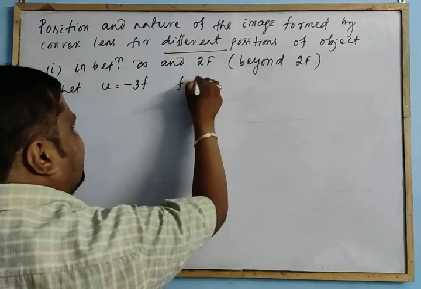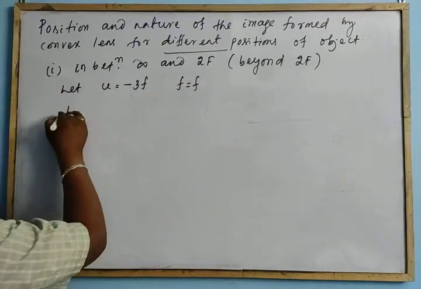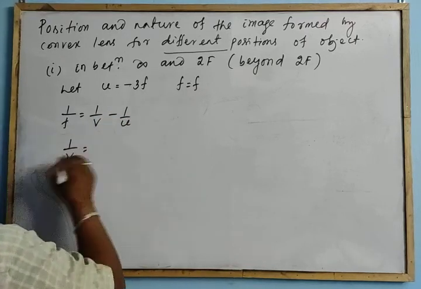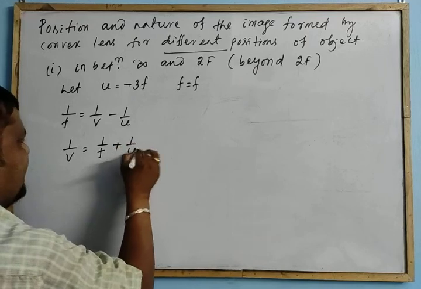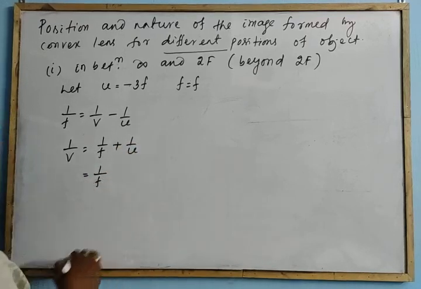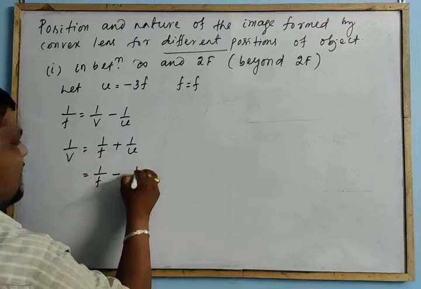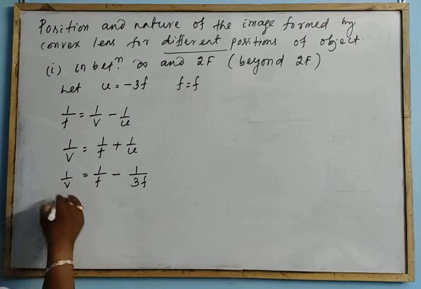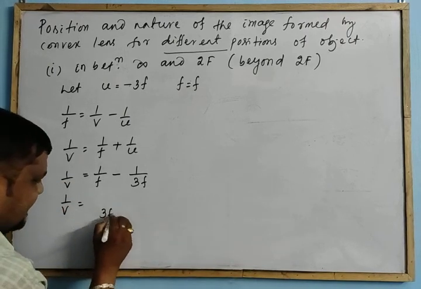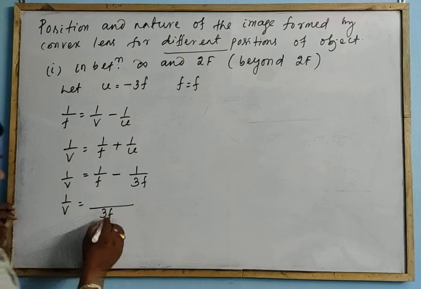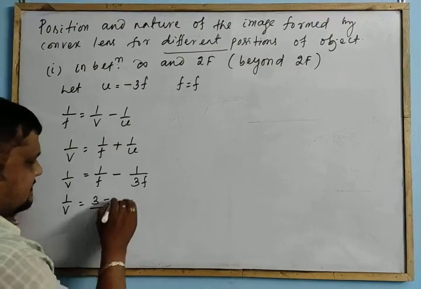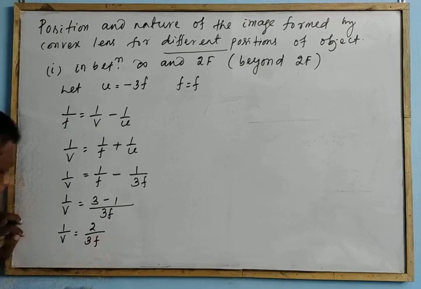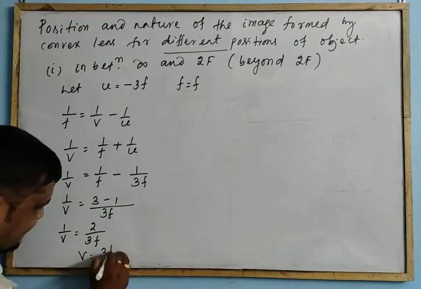Then as you know f is equal to plus f. Then you will find 1 by f equal to 1 by v minus 1 by u. Using that formula, 1 by v is equal to 1 by f plus 1 by u. So you can put 1 by f minus 1 by 3f. So 1 by v is equal to, taking 3f common, 3 minus 1. So 1 by v is equal to 2 by 3f, or v is equal to 3f by 2.